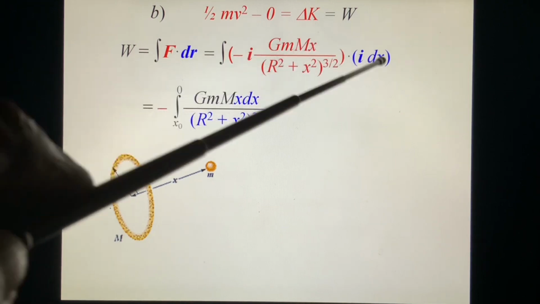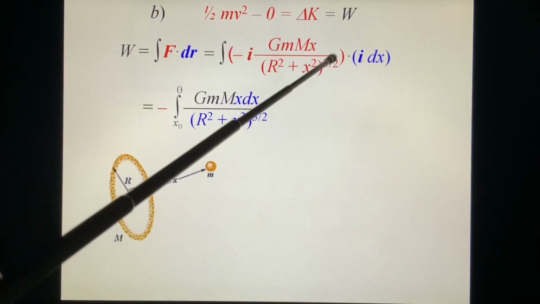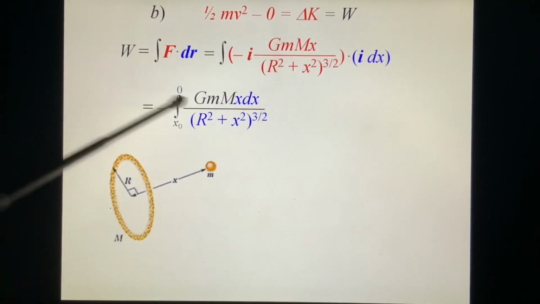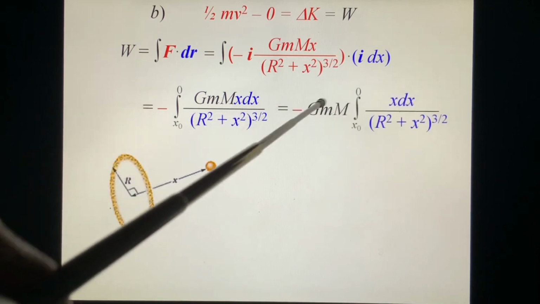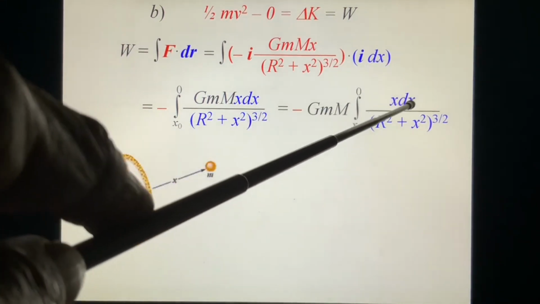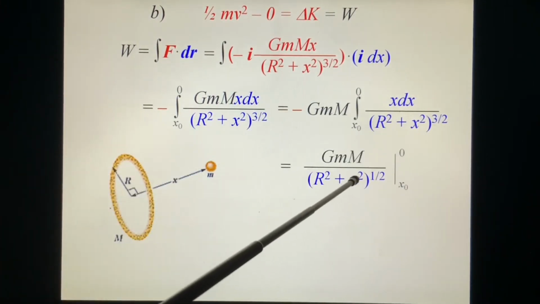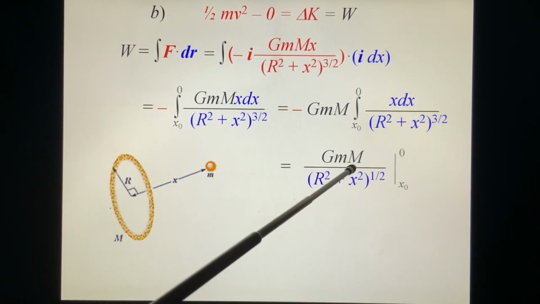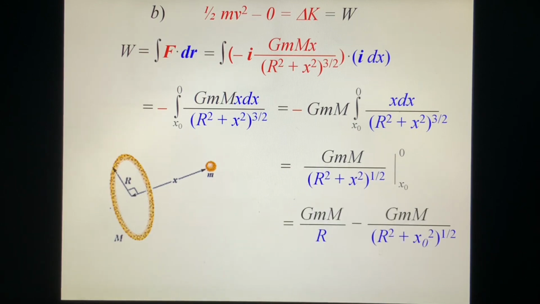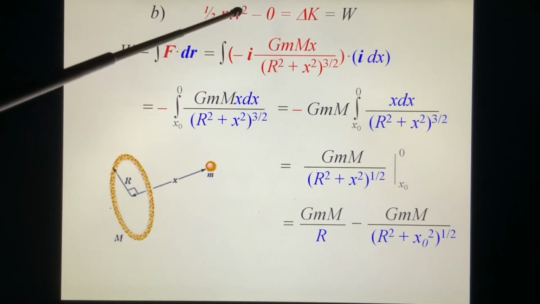This is x dx, GM, big M, this is 3 over 2 power, okay? And this is very easy to do. We take every constant outside, we have this integration. This integration is easier to do. You put this equal to half x squared and put R squared. Finally, we get the integration, it's the blue one: 1 over R squared plus x squared, half square root. We put the limit inside, and we get this one. And once we know the W and the M, we find V. Okay, V equals square root of 2W over M.